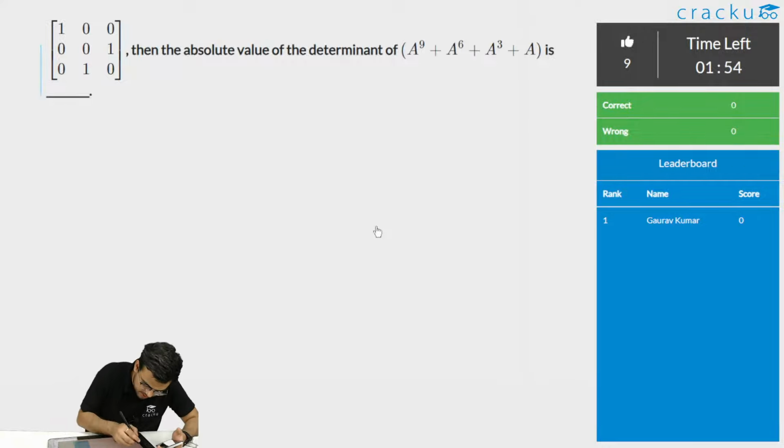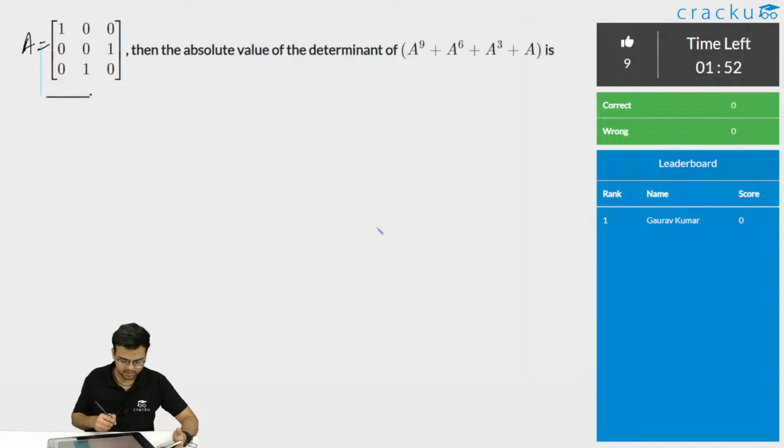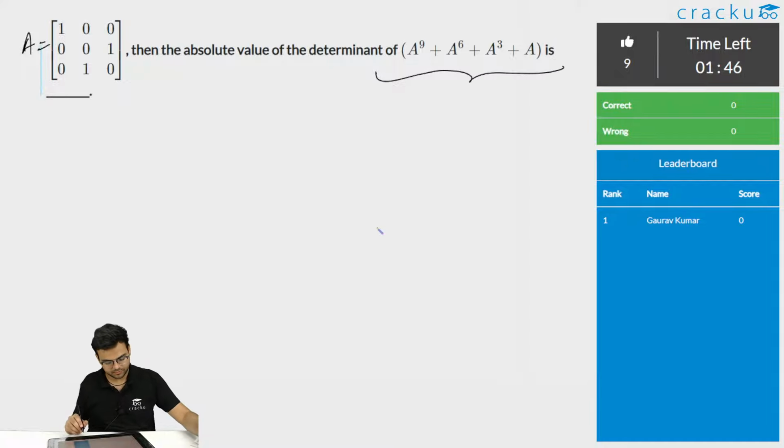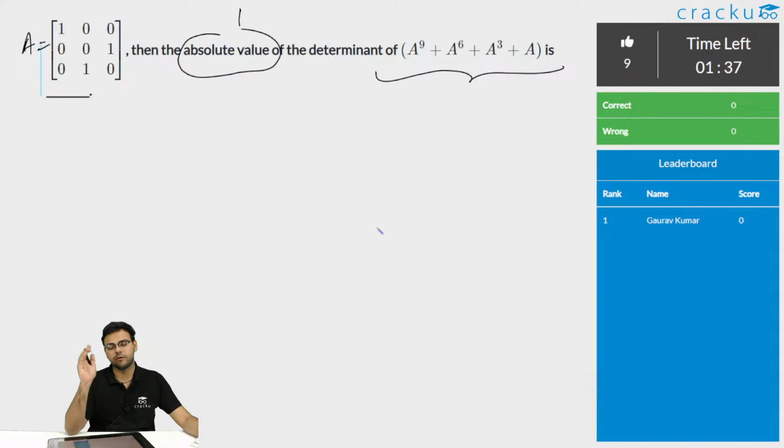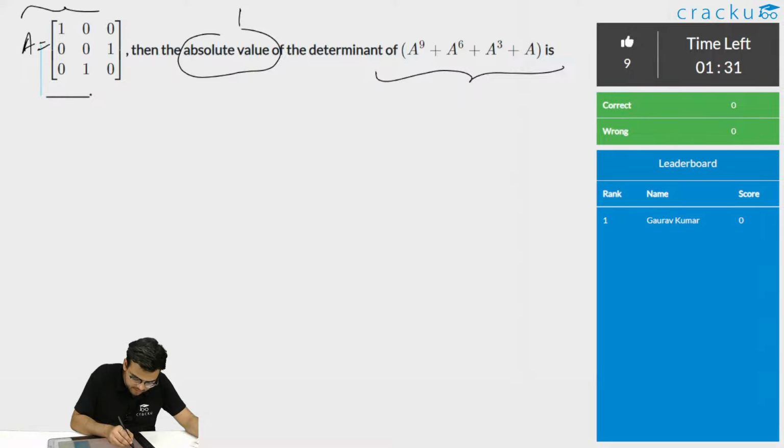Okay, this is A equal to 1 0 0, 0 0 1 and 0 1 0. Then the absolute value of this is what? Absolute value is basically you have to take the mod. If you get a negative value, you have to convert it into positive and you have to type the answer. That will be your answer. So if your matrix is this, what will be the determinant of this?